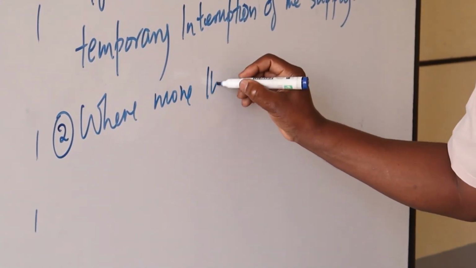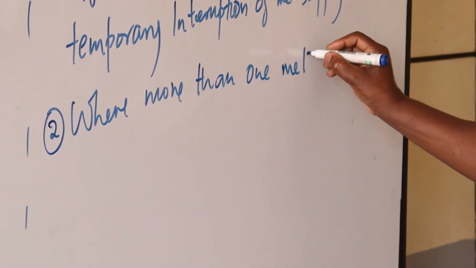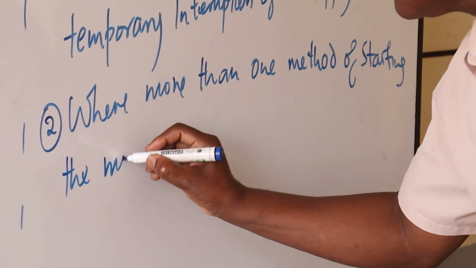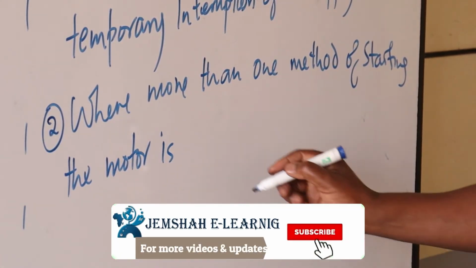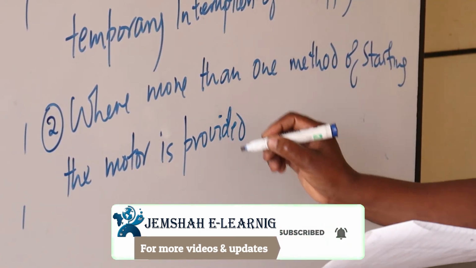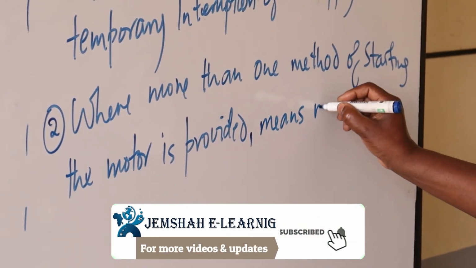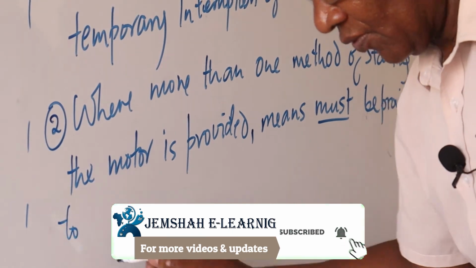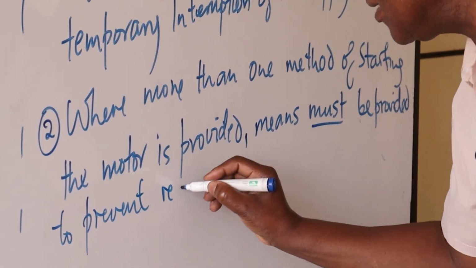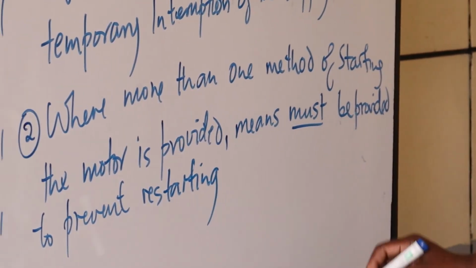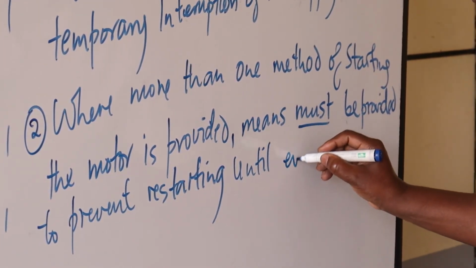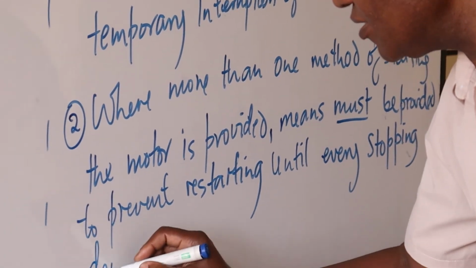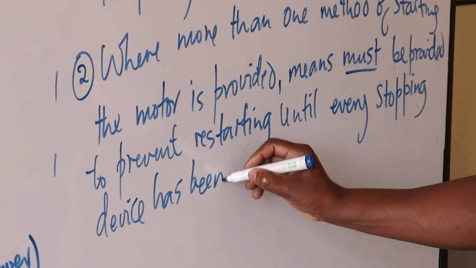more than one method of starting the motor is provided, then means must be provided to prevent restarting until every stopping device has been reset.